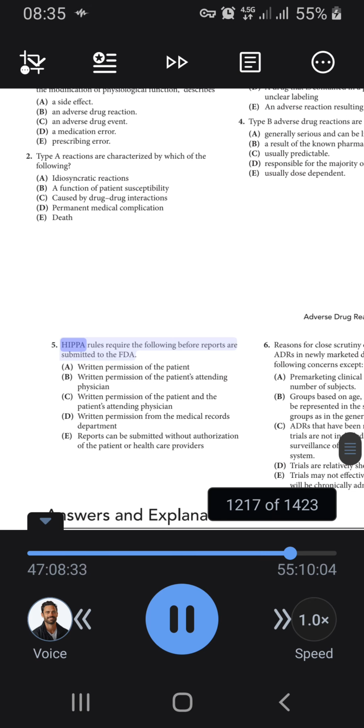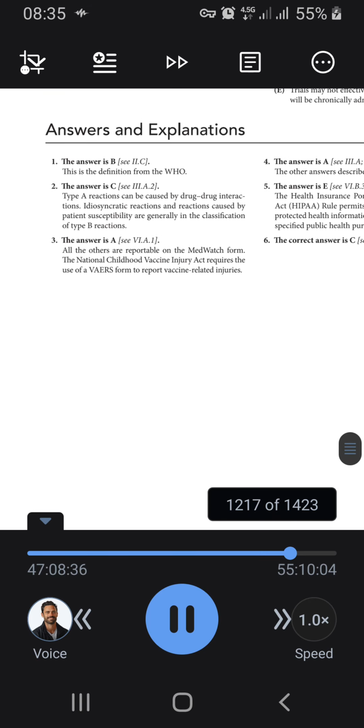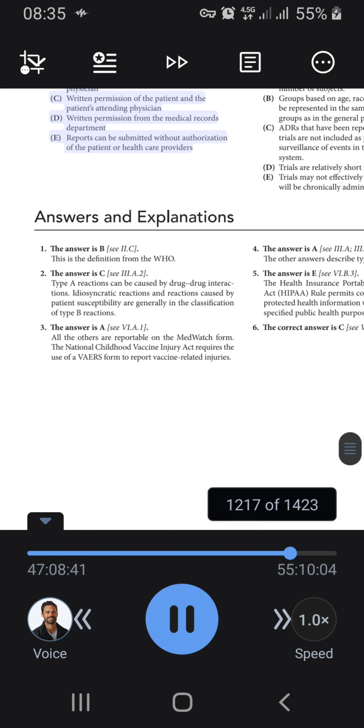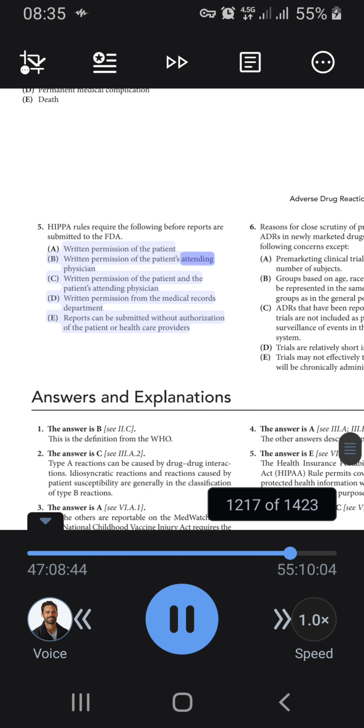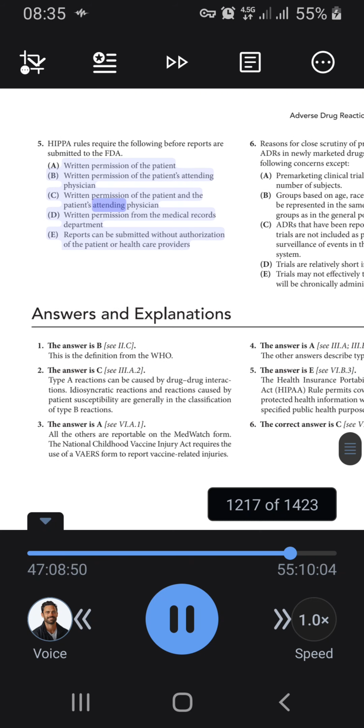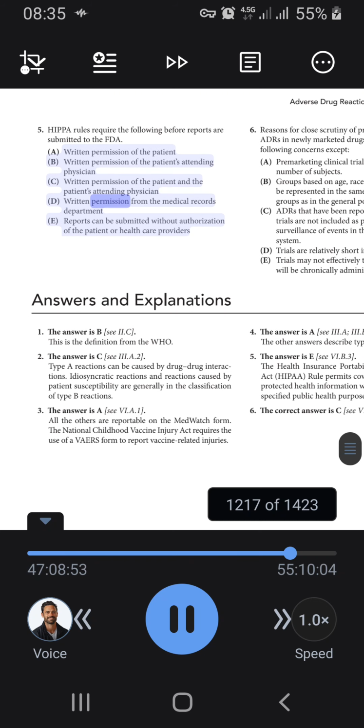5. HIPAA rules require the following before reports are submitted to the FDA. A. Written permission of the patient. B. Written permission of the patient's attending physician. C. Written permission of the patient and the patient's attending physician. D. Written permission from the Medical Records Department. E. Reports can be submitted without authorization of the patient or healthcare provider.